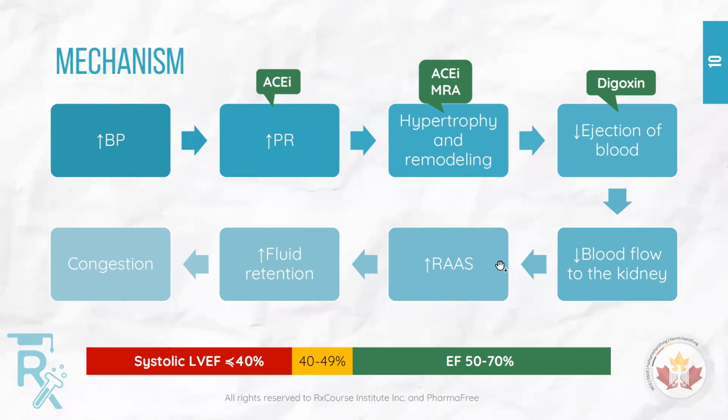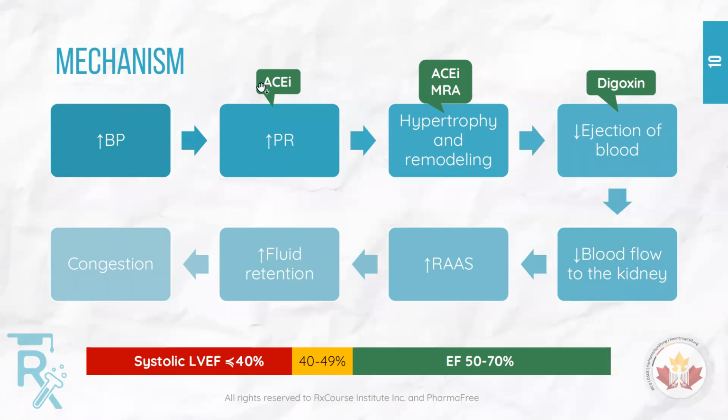So the kidney will respond by activating the RAS system. The kidney feels that the blood is not enough. So the renin-angiotensin-aldosterone system is activated to constrict the blood vessels to achieve more blood flow to the kidney. This kind of RAS activation will lead to sodium and water retention due to the aldosterone. And all of these reasons together will lead to congestion of blood and the fluids in the body.